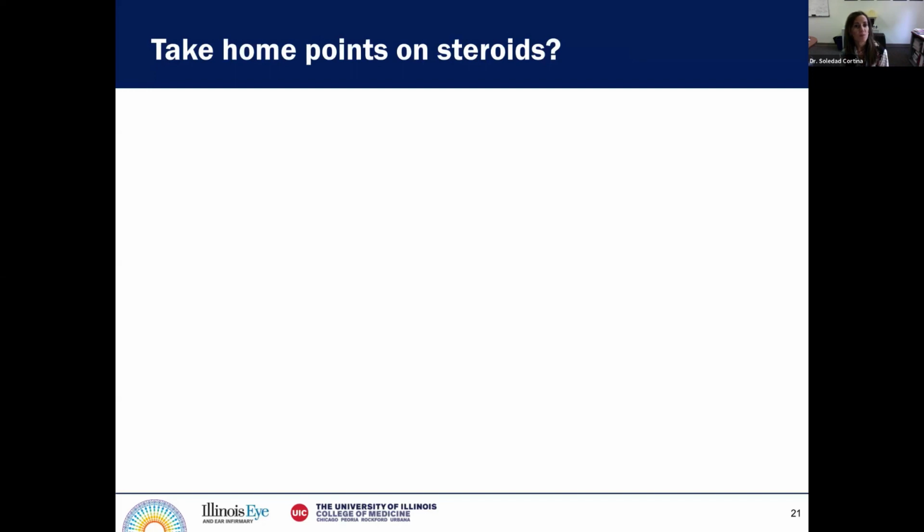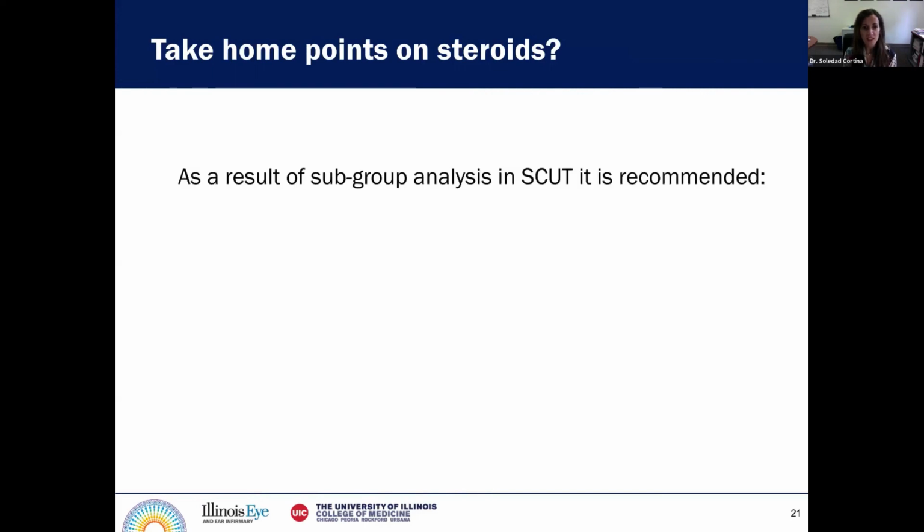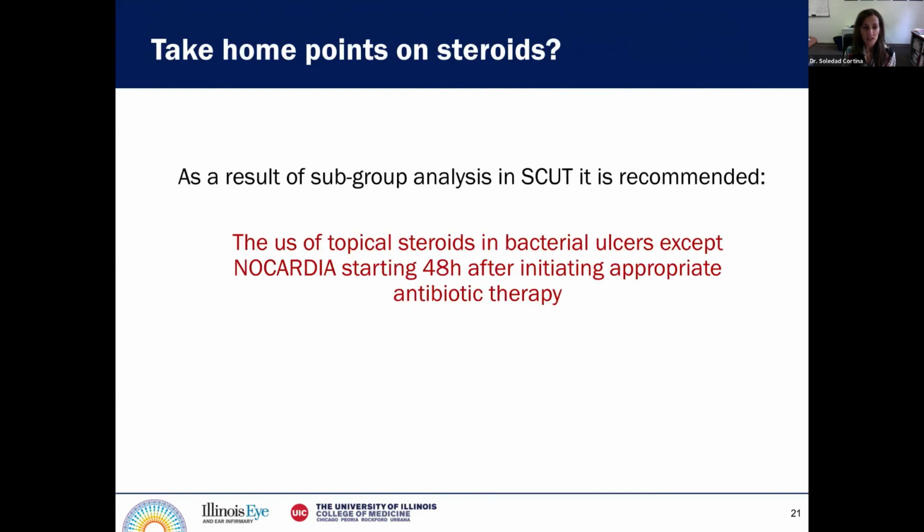So what are the take-home points on steroids that I can gather from the evidence that we have? Well, I think that as a result of this subgroup analysis, we could recommend the use of topical steroids in bacterial ulcers, except in patients that have nocardia, and we should start them relatively quickly, 48 hours after initiating appropriate antibiotic therapy. This is the recommendation.